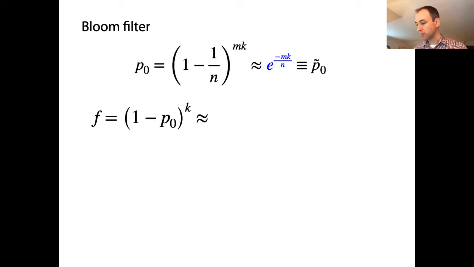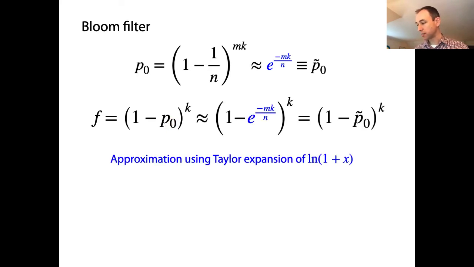So the false positive rate, which of course can be written in terms of p sub 0, we can plug in the approximation for p sub 0, tilde p sub 0. And this, we might say, is what we would call tilde p hat. Okay? And in this approximation, let's just write it again, and I want to highlight that we can take the m over n part and separate it from the k.